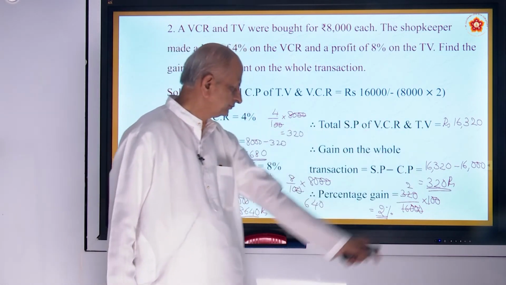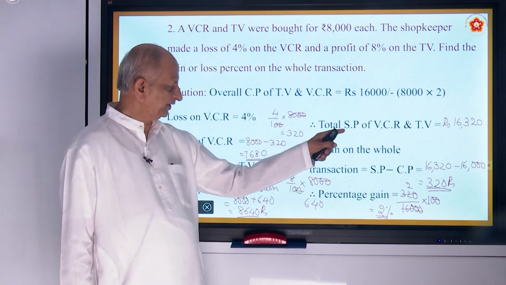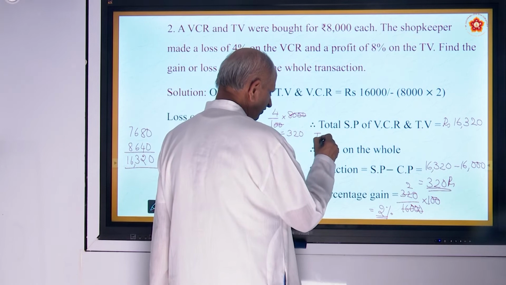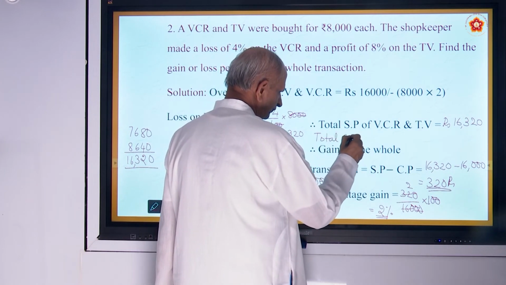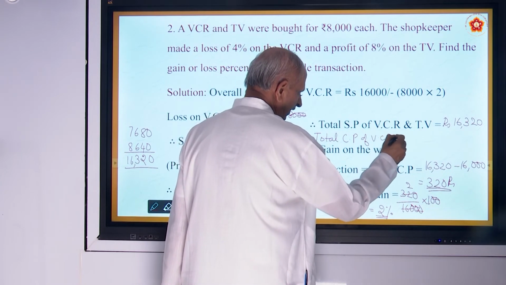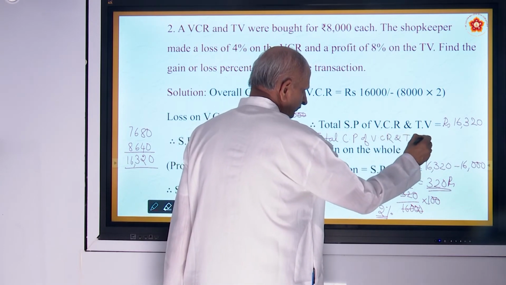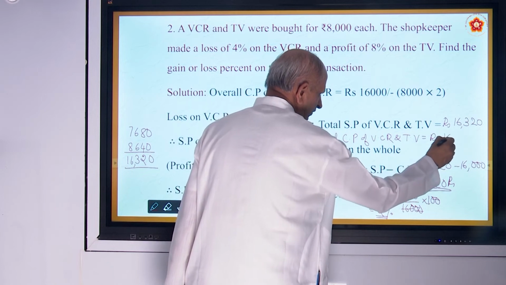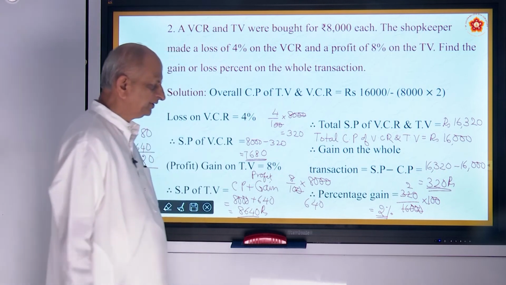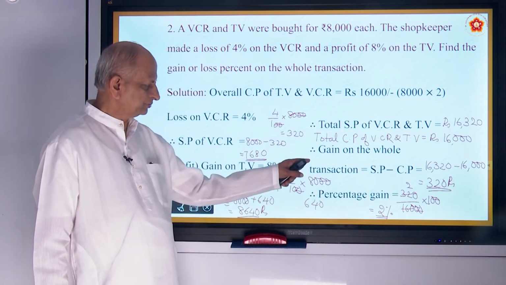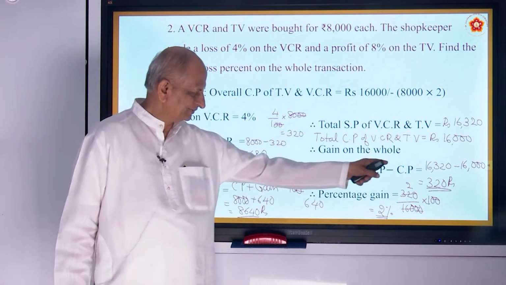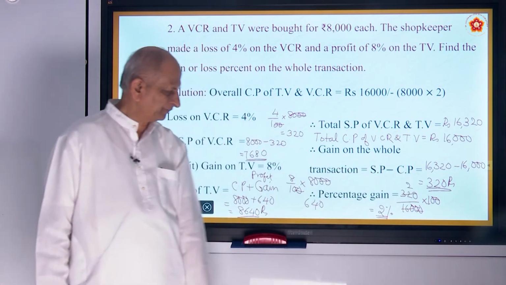That you write it here. So total CP is 16,000. Can write one more. Total CP of VCR and TV, rupees 16,000. So SP is 16,320, CP is 16,000. So is it gain or loss? It is gain, no? It is more. How much more? 320 rupees more.